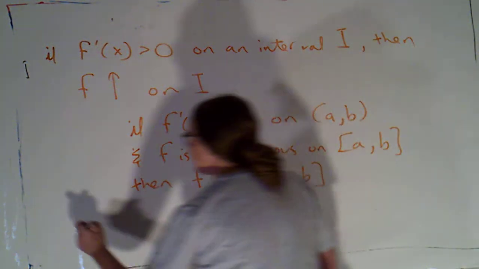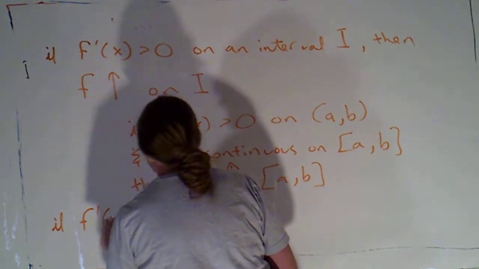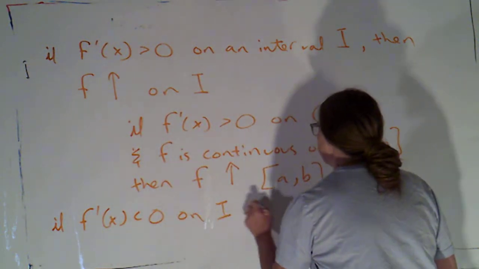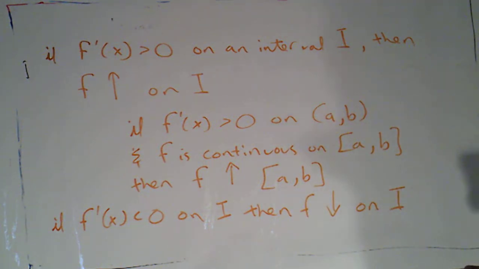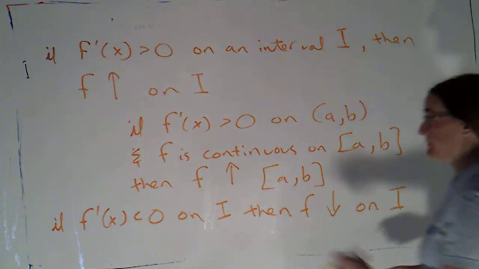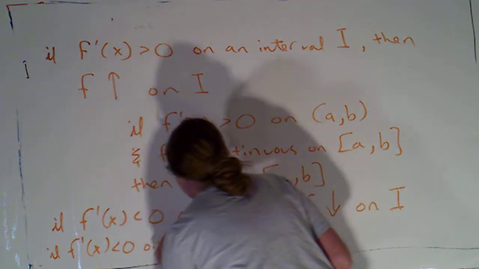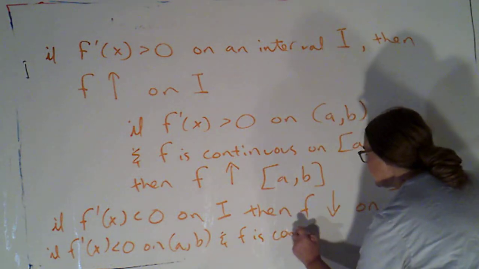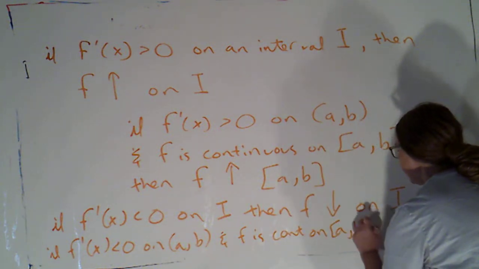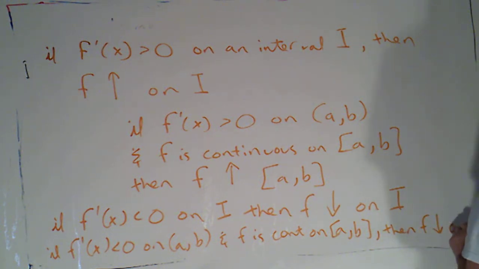Okay, so this also says that if f prime of x is less than 0 on an interval, then f is decreasing on that interval. And this additional statement also applies for decreasing. So if f prime of x is negative on (a, b), the open interval, and f is continuous on the interval including the endpoints, then we can say f is decreasing on that closed interval.